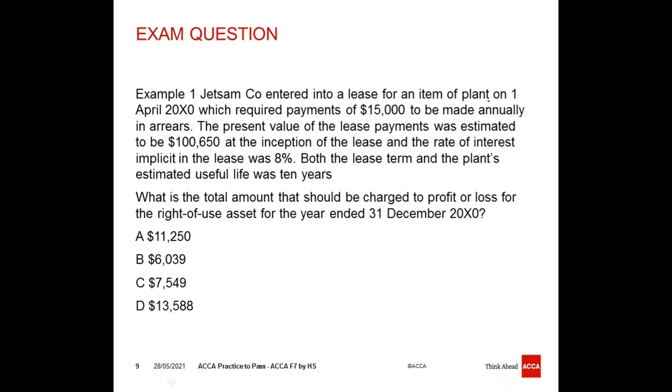So we have acquired the asset on 1st April, and you need to calculate what is the total amount that should be charged to the profit and loss. When we talk about the income statement, profit and loss, there will be two items. The first one is the finance cost, and the second one is the depreciation. Remember this point that we have acquired the asset on 1st April. So from 1st April to December, we need to book the finance cost for a period of 9 months, and depreciation also for the period of 9 months.